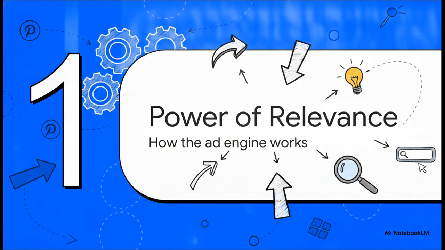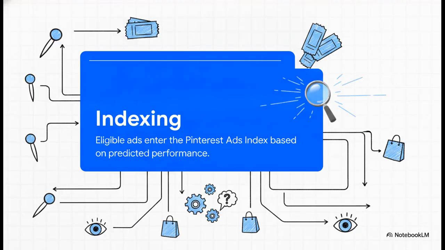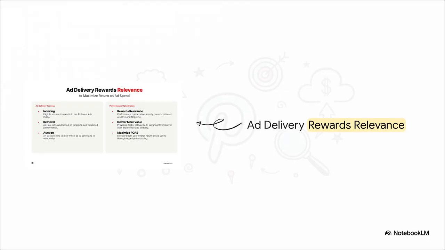Section 1. The power of relevance. Before you even launch a campaign, you need to understand how the platform decides which ads even get a chance to be seen in the first place. It starts with 2 key steps. First is indexing. This is where your eligible ads enter the Pinterest Ads Index. Think of this as getting your ticket to the game. Once you're in the index, the second step kicks in, which is retrieval. Here, the system pulls your ads based on your specific targeting and the predicted performance of that ad. The engine is constantly evaluating, asking itself, is this ad going to be useful to this specific person right at this exact moment? And that brings us to the final step of the delivery process, the auction.